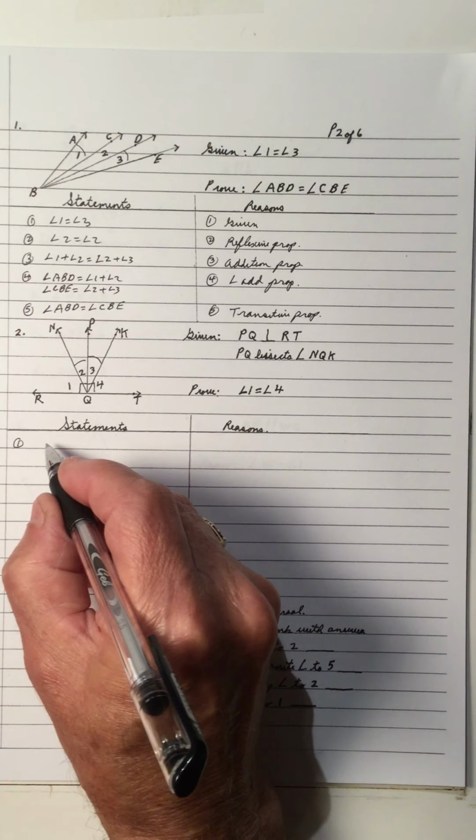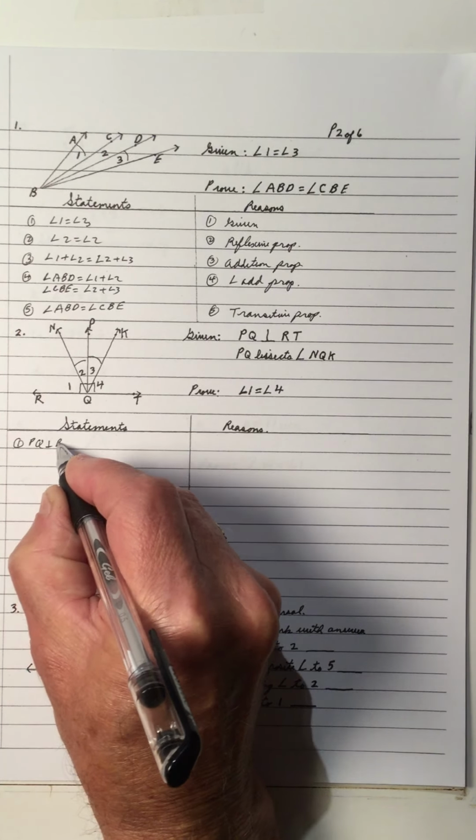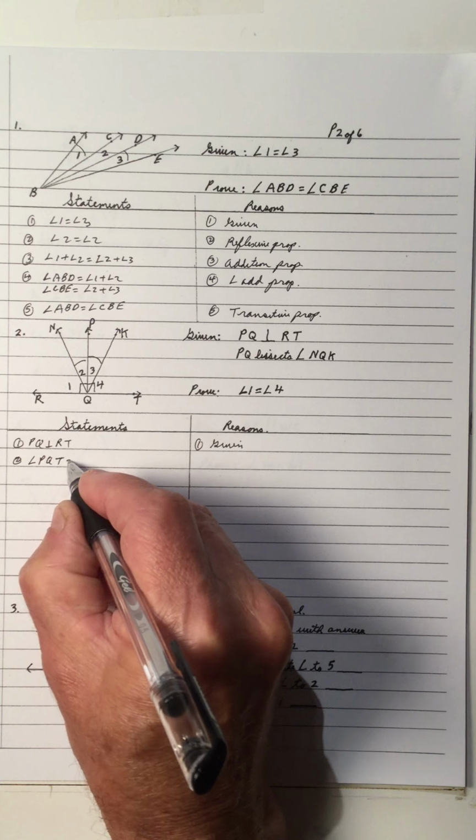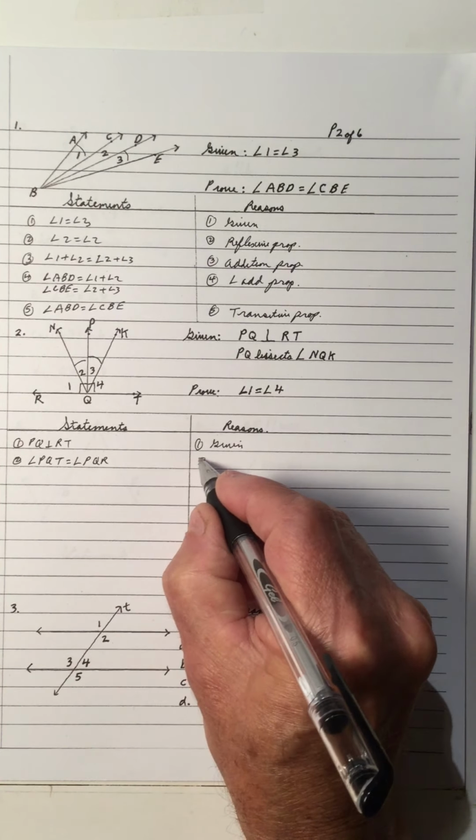So here we go. So we got PQ is perpendicular to RT, given. So that makes angle PQT equal to angle PQR. And the reason is that adjacent angles formed by perpendicular lines are equal.